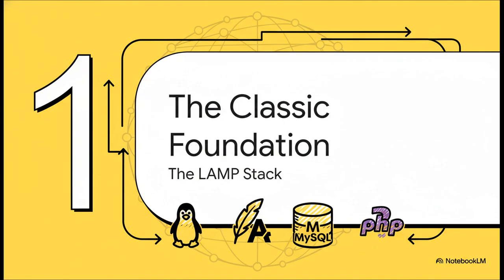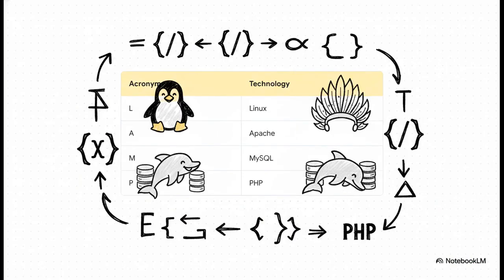All right, we're going to start with a true classic. This is the one that basically powered a huge chunk of the early internet. For years and years, this was the undisputed king, the LAMP stack. Now, each letter in LAMP stands for a crucial ingredient. The L is for Linux, the operating system. You can think of that as the kitchen itself. It's the foundation for everything else.